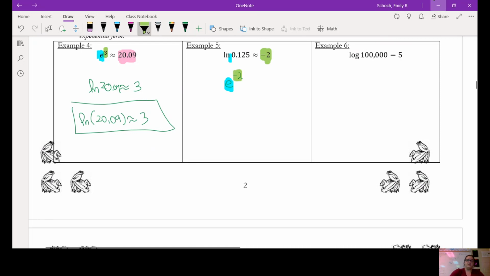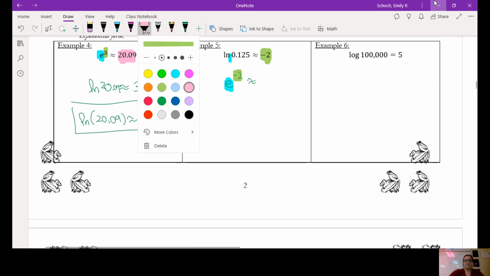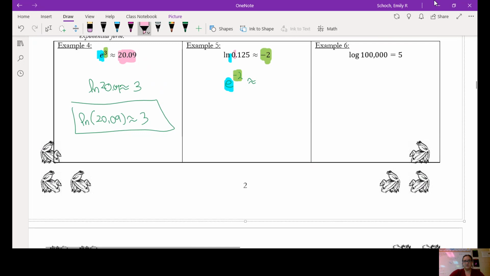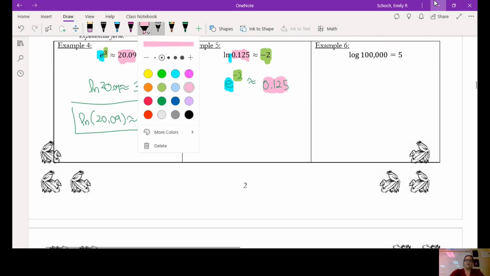And then we put an approximately sign because we're paying attention and we're good. And what number is left over? The number that's left over is 0.125. That's going to be what goes over here at the end. So we have e to the -2 equals approximately 0.125. We're just going the opposite way from how we started. That's the answer.